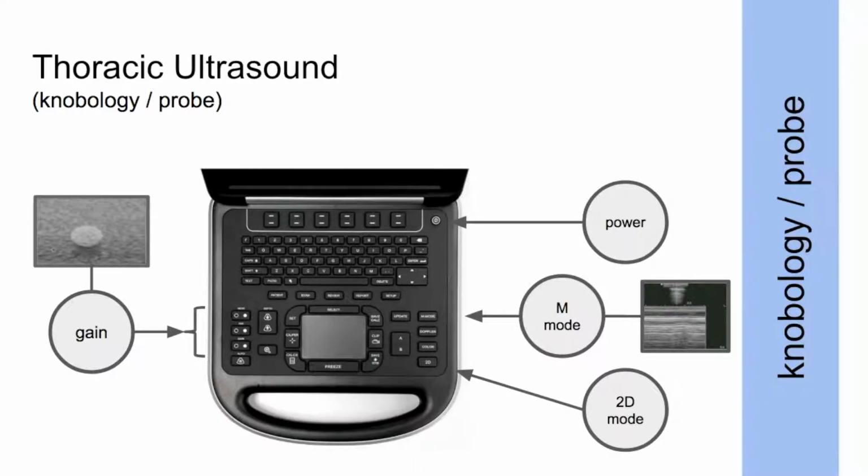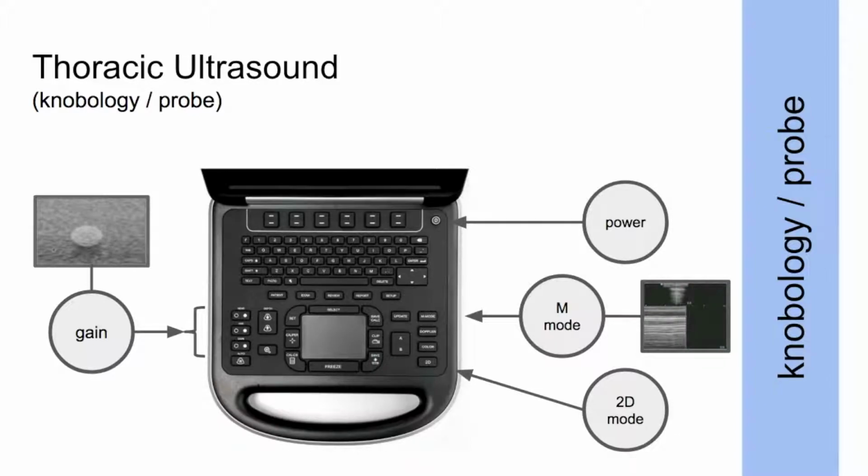Let's begin. The gain is the equivalent of the volume button on your radio and controls the overall amplitude of the returning sound wave to the transducer. The gain can be likened to the brightness adjustment on a television. Going up on the gain makes the image look brighter, and going down makes the image look darker. The gain should be adjusted to maximize the contrast between tissues.